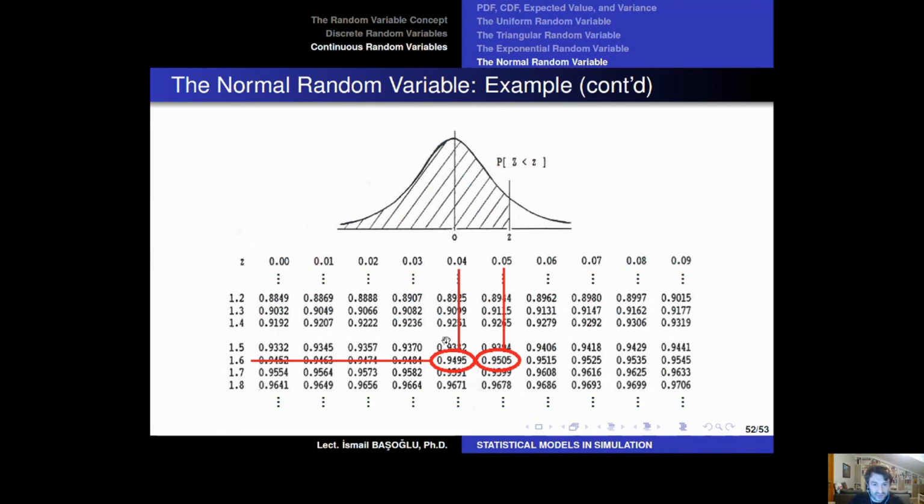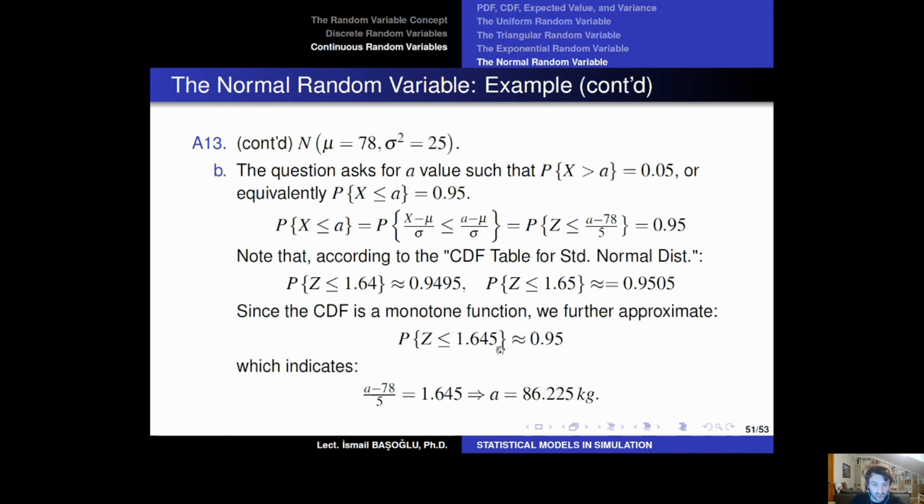It is not 1.64 and it is not 1.65. It is just somewhere between these two values, because 0.95 is just in the middle of these two values. It should be 1.645. So we say that for threshold value 1.645, that cumulative probability will be approximately equal to 0.95. So this means A minus 78 over 5 must be equal to approximately 1.645.